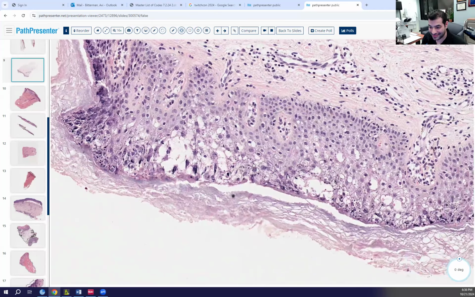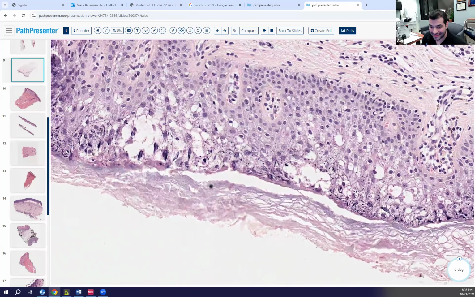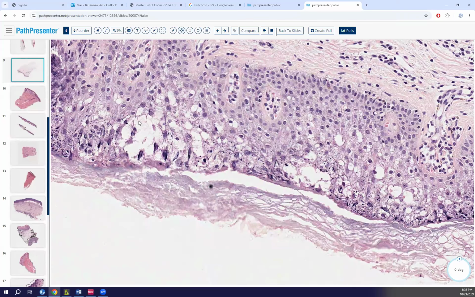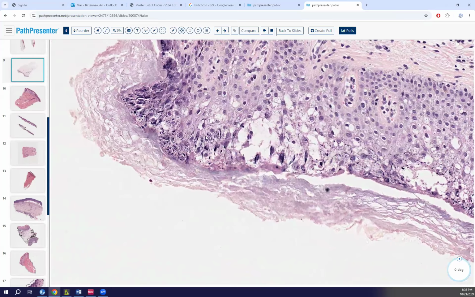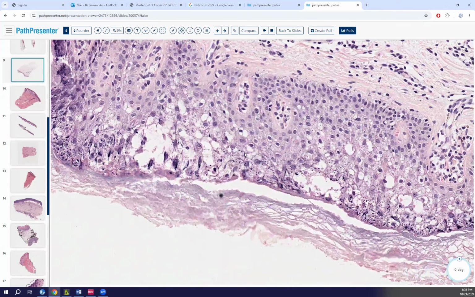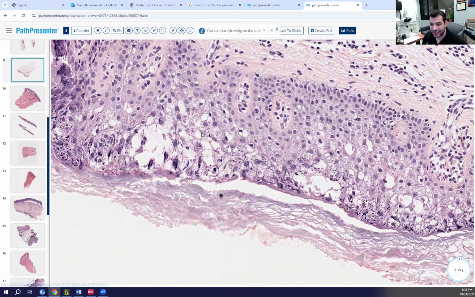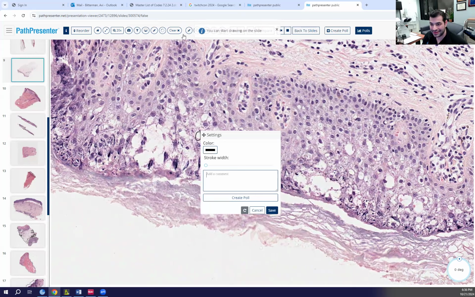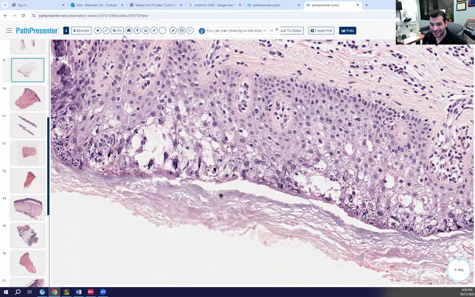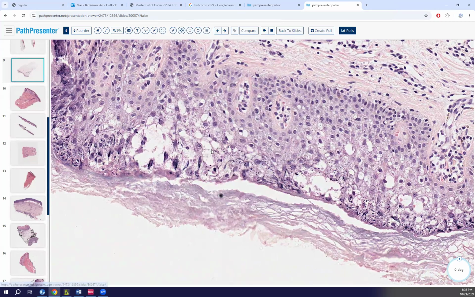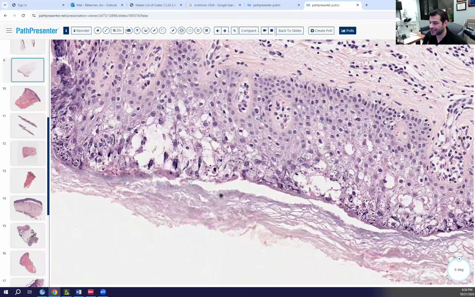What about this? It sounds like you don't really see nice fine granules, so a little bit more punctate. And what else do we see? What are these holes? Is that vacuoles? Vacuoles. Okay, so there's vacuolation primarily of the granular layer.